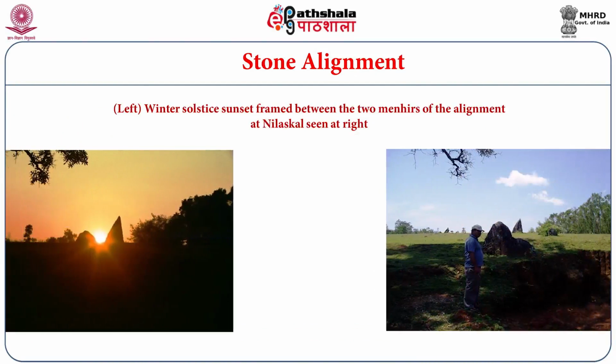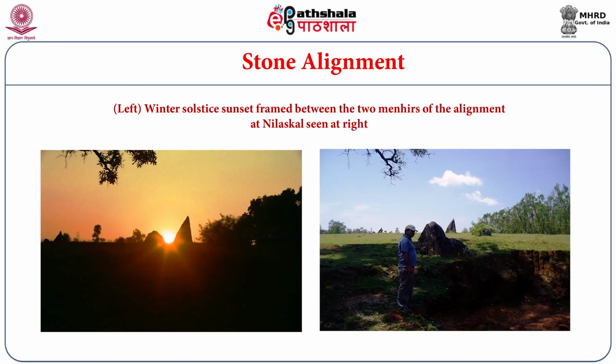This is the winter solstice sunset at the megalithic site in Karnataka. Here you can see this winter solstice sunset exactly falling in between. Again, we do not know if the ancient people really intended it that way, because we have to do more research to understand if they really placed the stones in such a way that the sunset falls in between at a particular time.